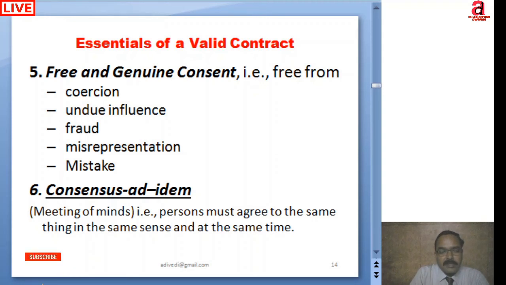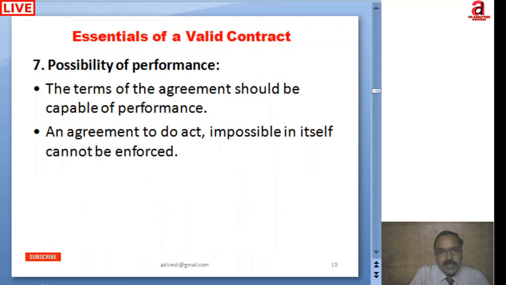Next point is consensus ad idem. Consensus ad idem means meeting of minds. That is, persons must agree to the same thing in the same sense and at the same time. Suppose buyer and seller: whatever the buyer wants to say, the seller must understand exactly the same thing. Suppose the seller wants to sell a particular car at a fixed price, and the buyer understands it as another car which is more expensive at the lower price. So that is not consensus ad idem, as both persons are not understanding the same thing in the same sense.